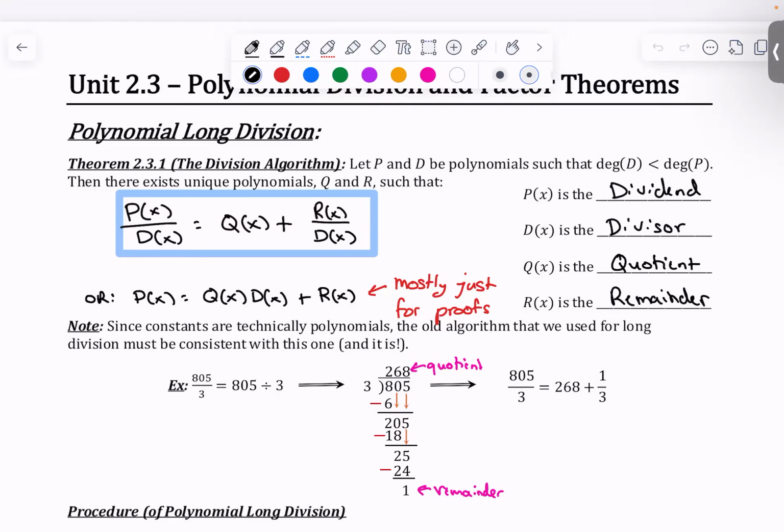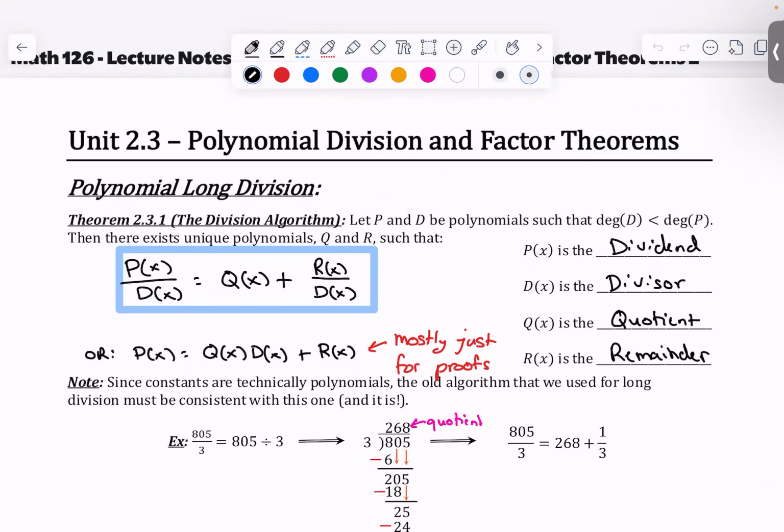We had our pre-lecture on 2.3. Hopefully you watched it. It's on polynomial division and the factor theorems. The pre-lecture was just on the two different techniques that we will be using, which is polynomial long division, which you might have seen before. And if you have, awesome. If you haven't, no big deal. That's what we're doing here.